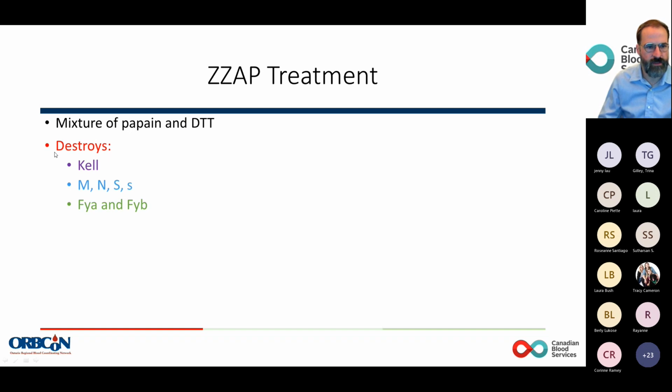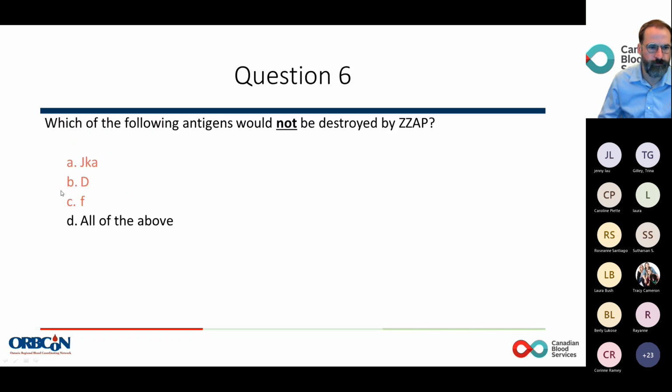So what is ZAP treatment? It's a mixture of papain and DTT. Destroys antigens in the KEL system, the MNS system, and Duffy A and Duffy B. And so after treatment with ZAP, you'll remove those antigens, and so any allo antibodies against those systems won't be absorbed onto the absorbing cell. So all of the above is the best answer there. JKA, the Kidd system, D, and F, also the RH system, won't be affected by ZAP.